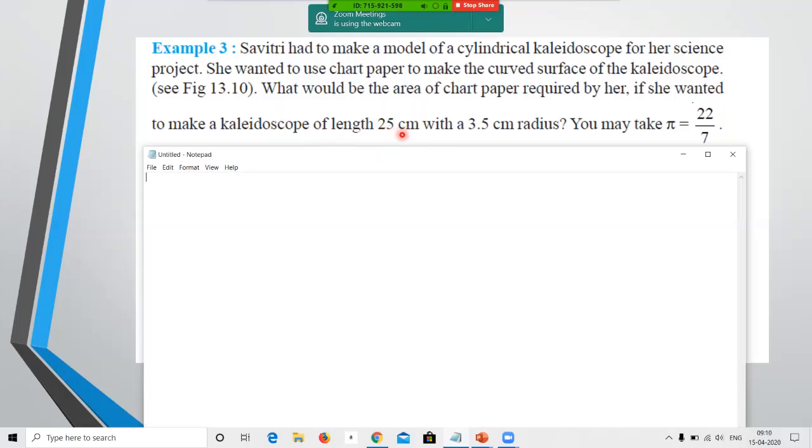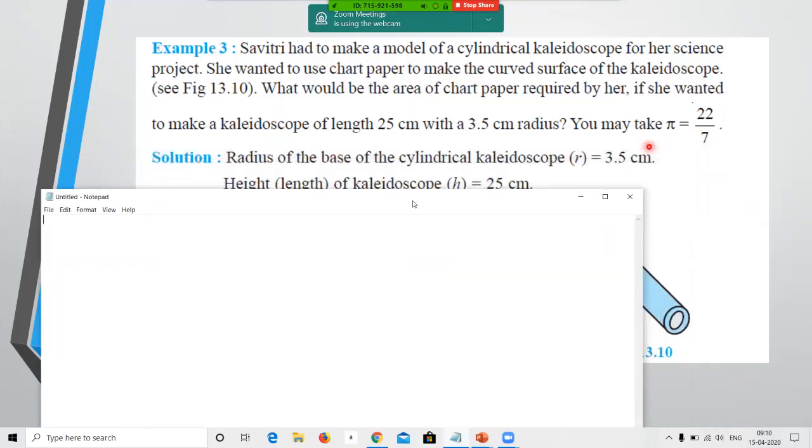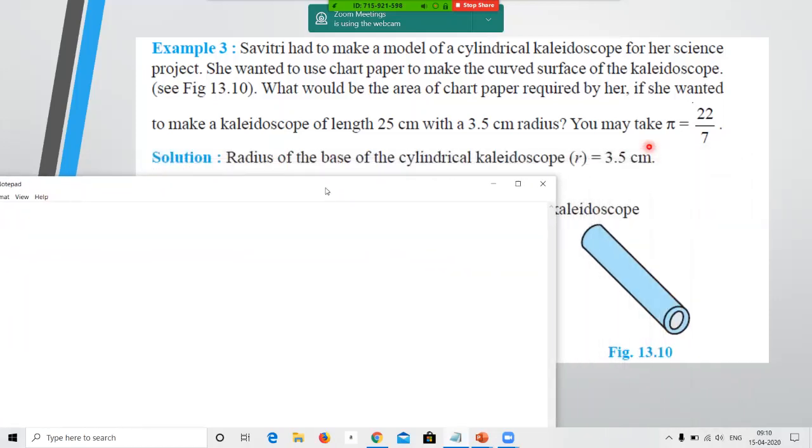Length is given, which means the height is given to us, and the radius is given to us. When the pi value is given to you as 22/7, you have to take it as 22/7. If nothing is given, then also you have to take it as 22/7. Until and unless they give pi as 3.14, every time take it as 22/7. So start solving the sum. I'll just show you the diagram here. Start solving and give me the answer, children.